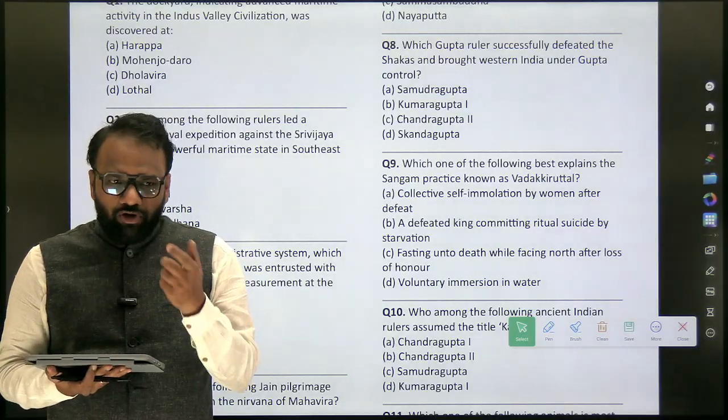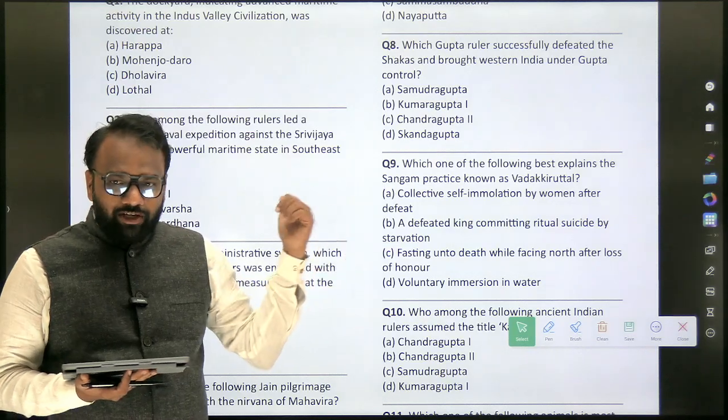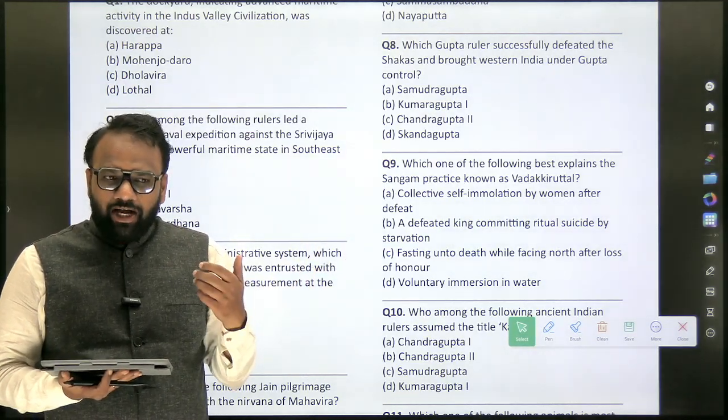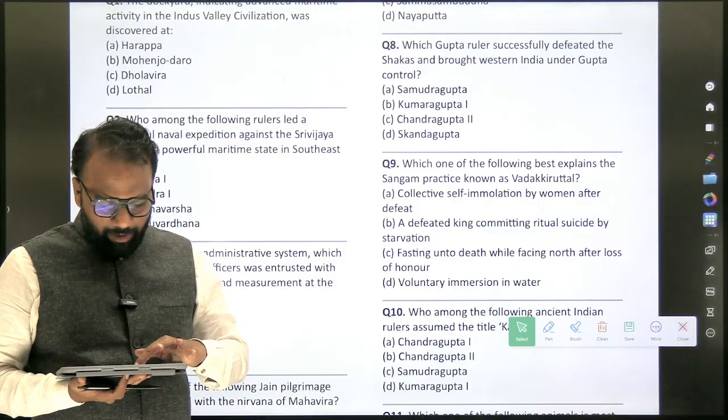You can just cross verify. If you are not aware of the answer, I urge you to cross verify once. So this question can be mapped to which other question? Shaka is a foreigner, so an invasion on a foreign ruler. That kind of question can be mapped.